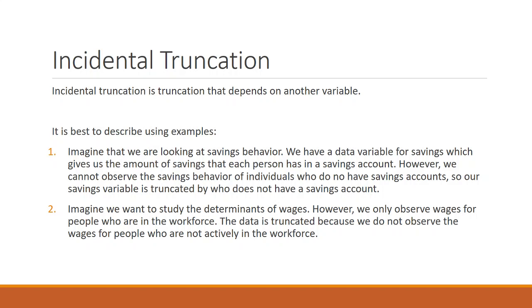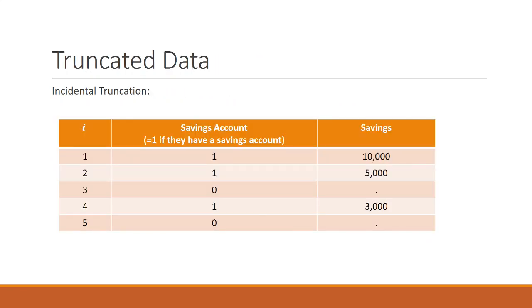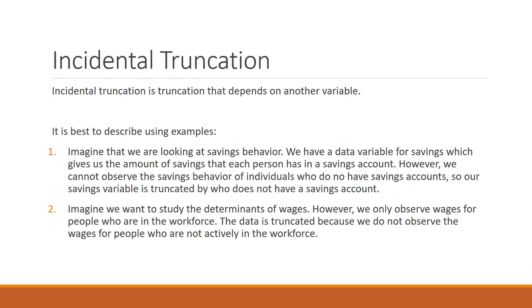In the savings example, the incidental truncation, basically we're missing values. We're missing values for people who do not have savings accounts. All right, so it's truncated by the savings account variable. It's truncated by whether or not someone has a savings account. And in the second example, we study the determinants of wages, and we only observe wages for people who are in the workforce. So it's truncated by whether or not someone is in the workforce.